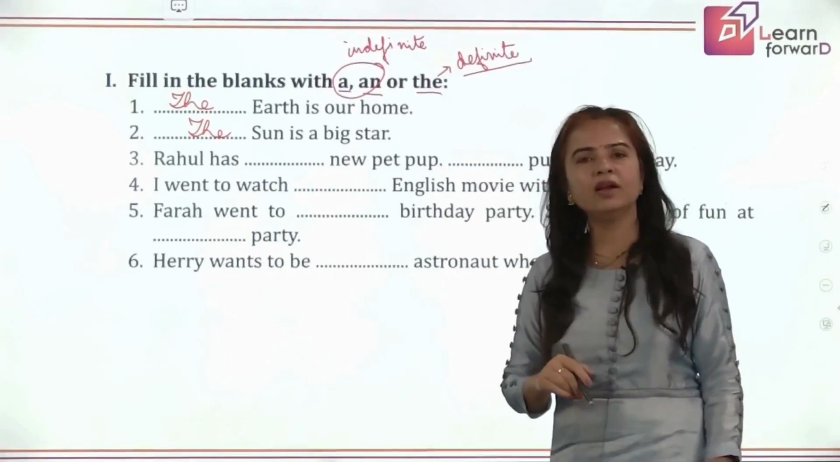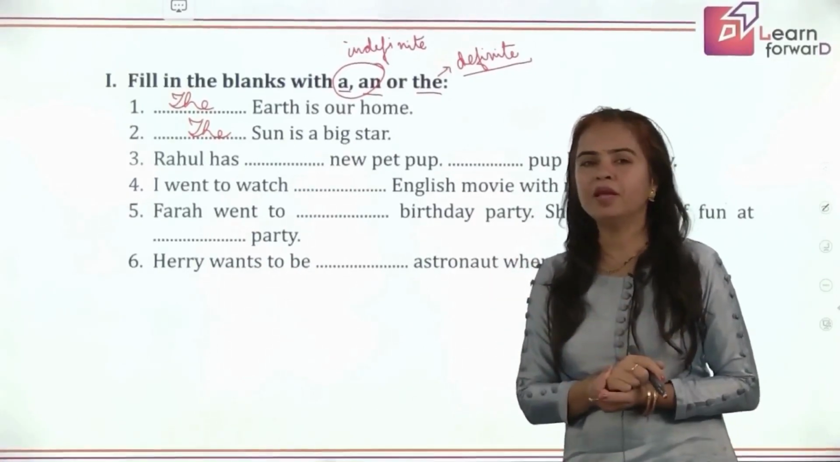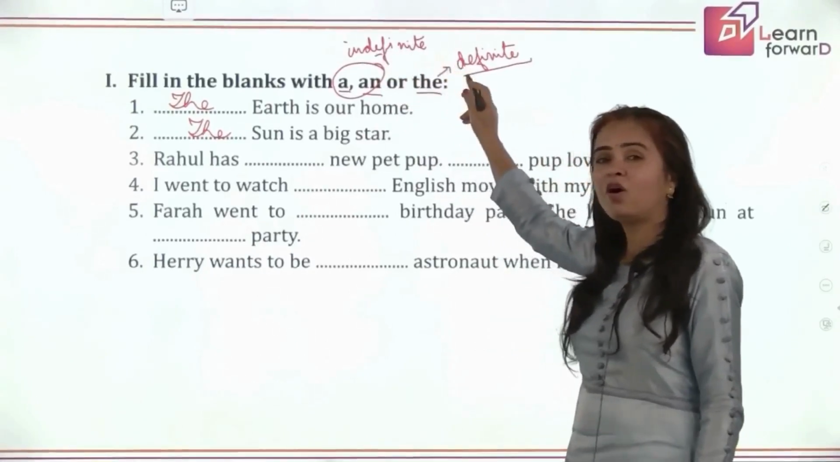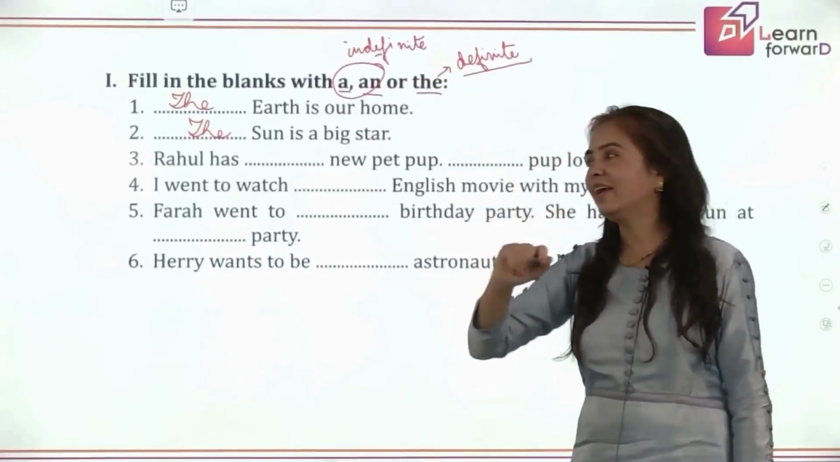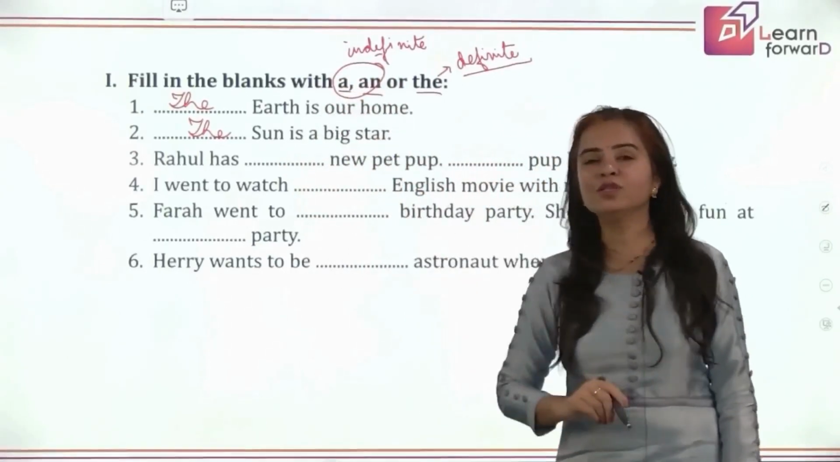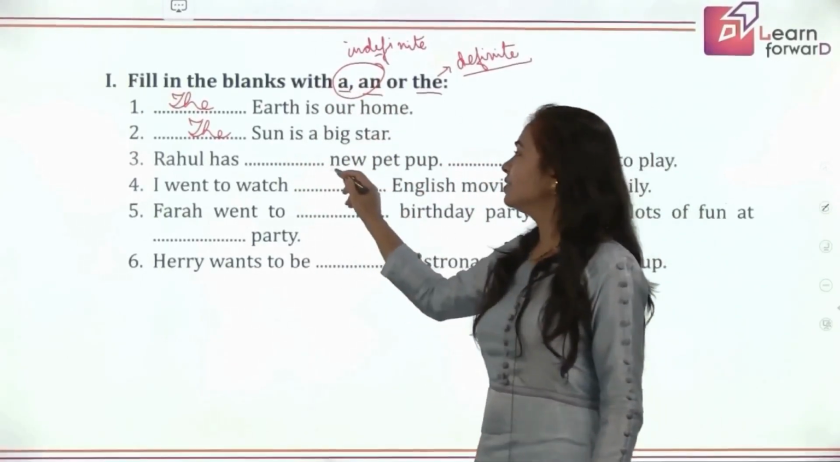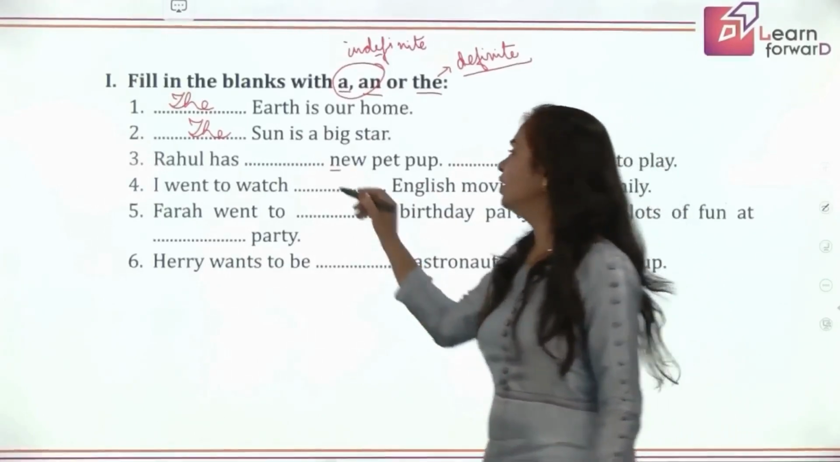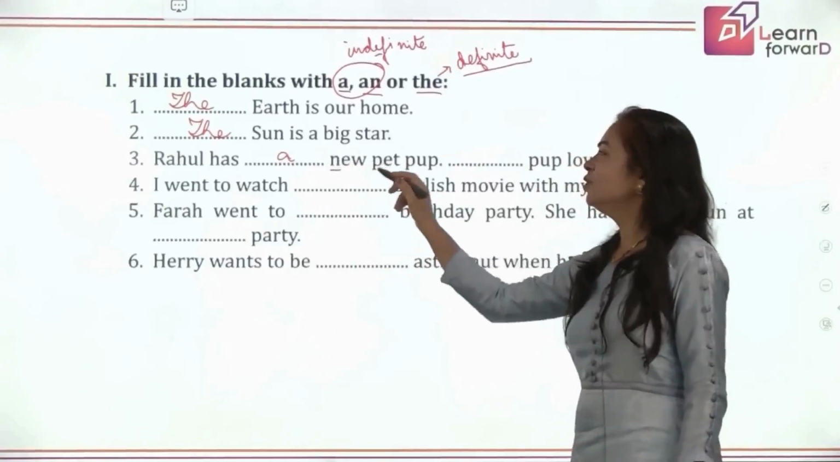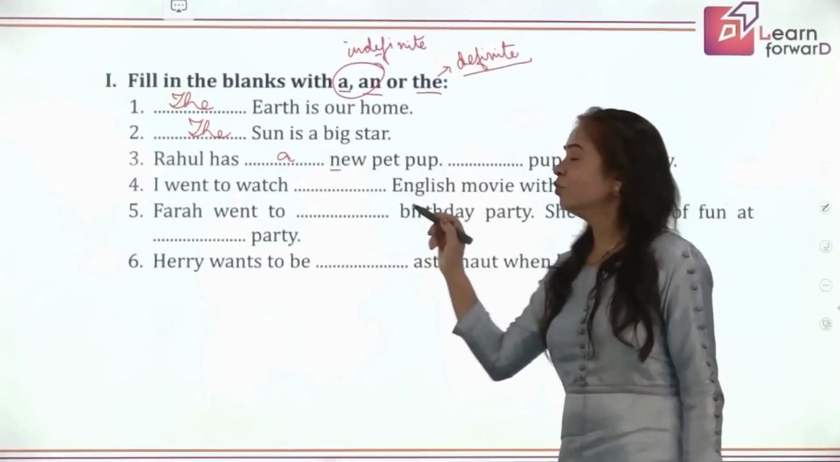Next, Rahul has dash new pet pup. So here, that new pet pup can be any pup. So does that mean indefinite or definite? Indefinite. We will be using 'a' or 'an' here. What will you use here? Because this is a consonant sound, so we'll be using 'a' here. Rahul has a new pet pup.